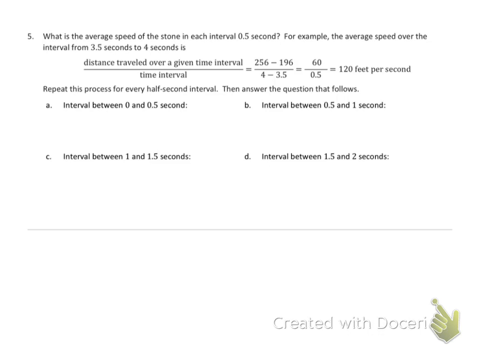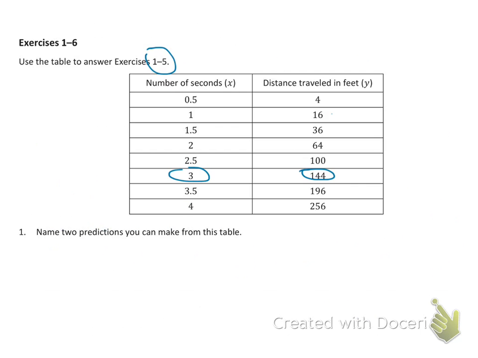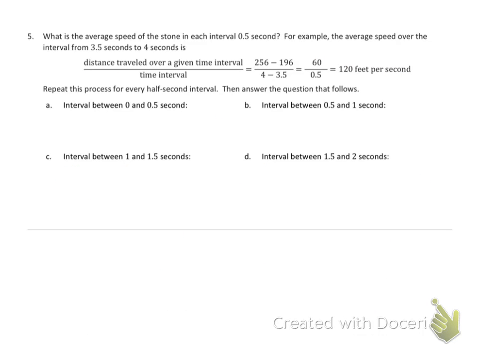So where did we get those numbers? Let's go back to our table. Here's the 256 right here minus 196 over that half-second interval. Okay, so that was 120 feet per second. So you want to repeat this process for every half-second interval. So 0 to 0.5, 0.5 to 1, and so on.